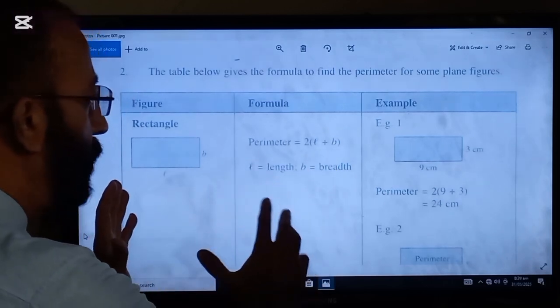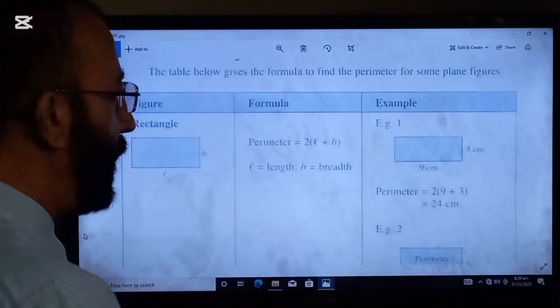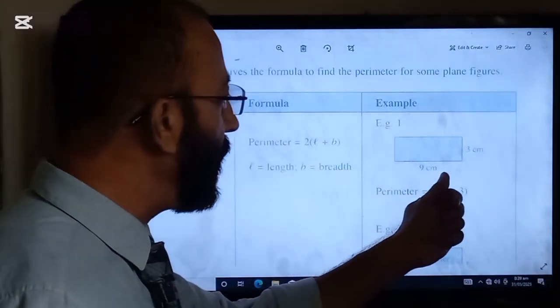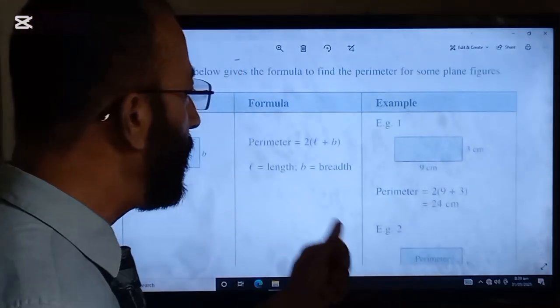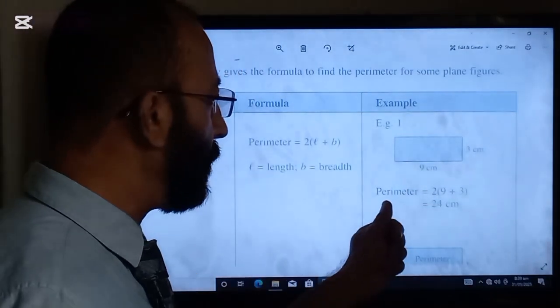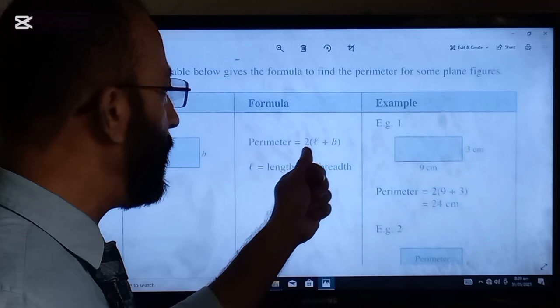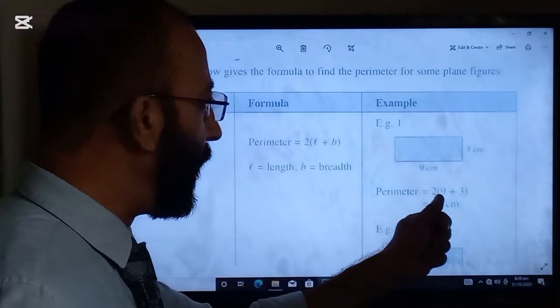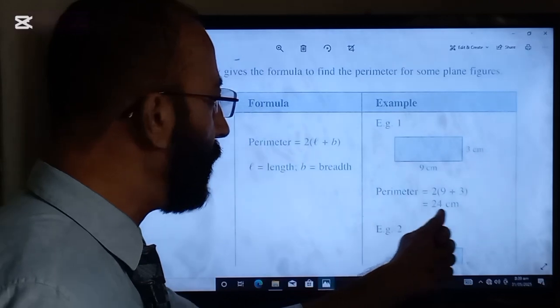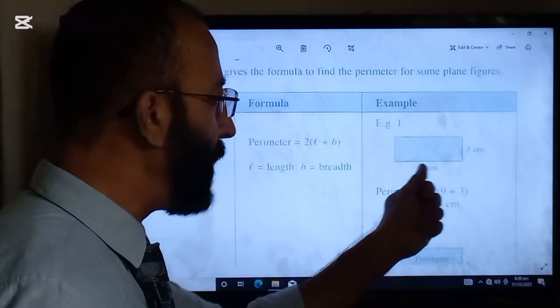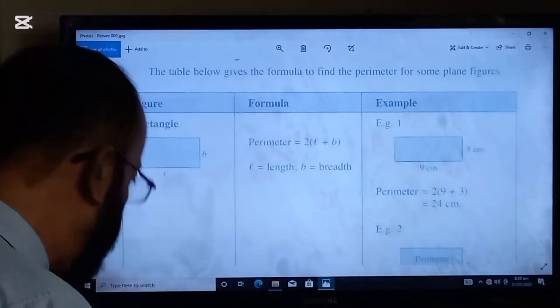This concept is going to be clear with the help of an example. For example, we have a rectangle whose length is 9 centimeter and breadth 3 centimeter, and the perimeter is required. The formula for the perimeter is 2 into (L plus B). L is 9 and B is 3. So put the values into the formula and solve it. That will be the answer for the perimeter of this figure.